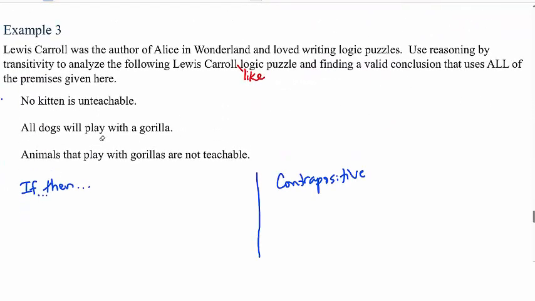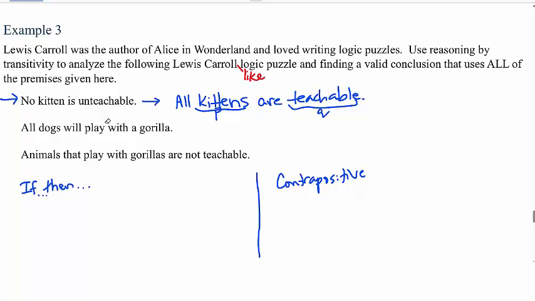So for example, this first one's a little tricky. No kitten is unteachable. We don't have a form in our table that fits no kitten is unteachable, but we do have a form that fits all. So we're going to change this. Instead of saying no kitten is unteachable, wouldn't that mean that all kittens are teachable? And that is in our table. This would be the P being a kitten and the Q would be being teachable.